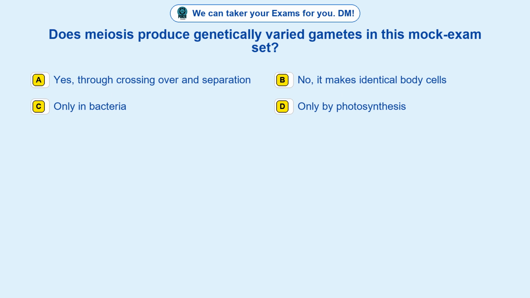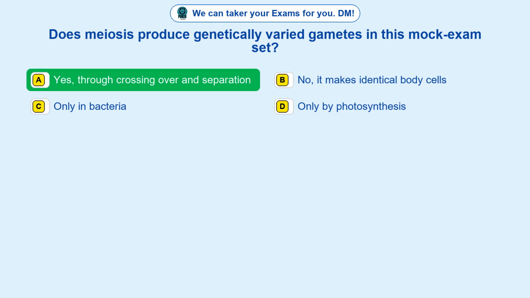Question 16. Does meiosis produce genetically varied gametes in this mock exam set? Option A. Yes, through crossing over and separation. Option B. No, it makes identical body cells. Option C. Only in bacteria. Option D. Only by photosynthesis.